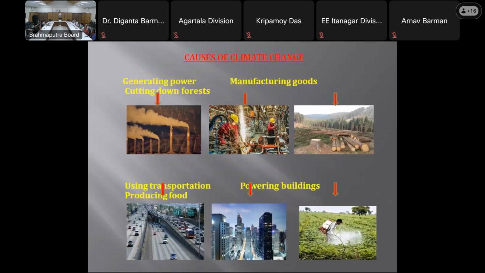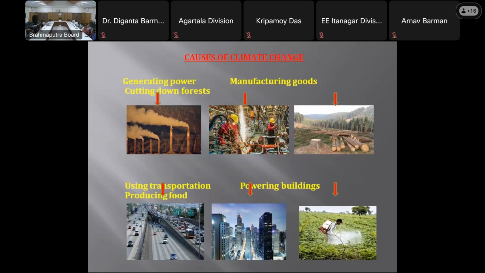Next. Now, causes of climate change. Number one, generating power. Number two, manufacturing goods. Number three, cutting the forest. The first picture shows carbon dioxide emitted from the thermal power plant, which goes to the atmosphere, causing global warming. The next picture shows infrared rays emitted from the manufacturing factories, which also go to the atmosphere, causing global warming and also being main causes of climate change.